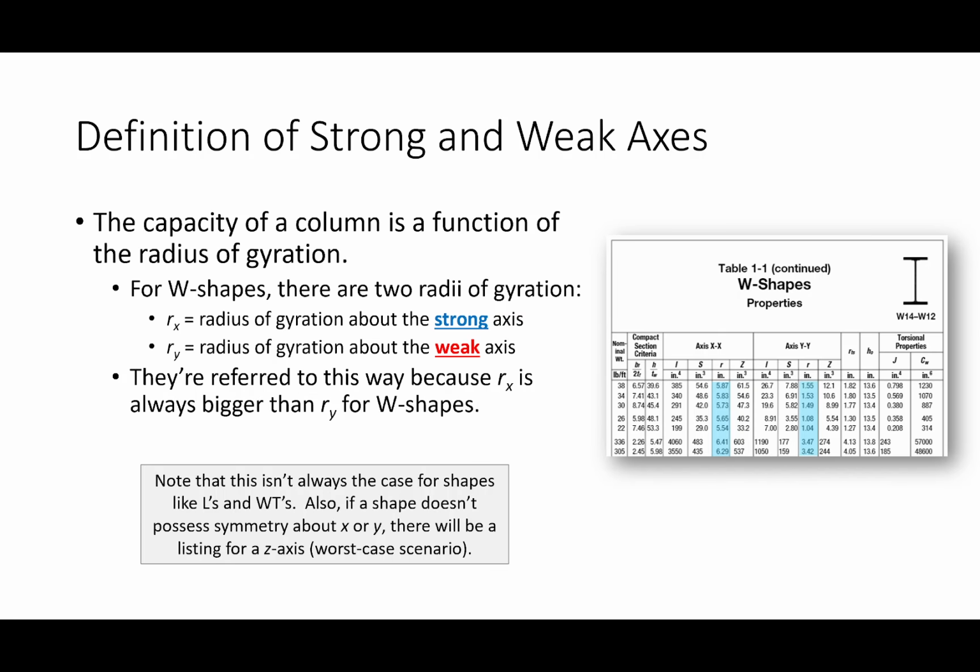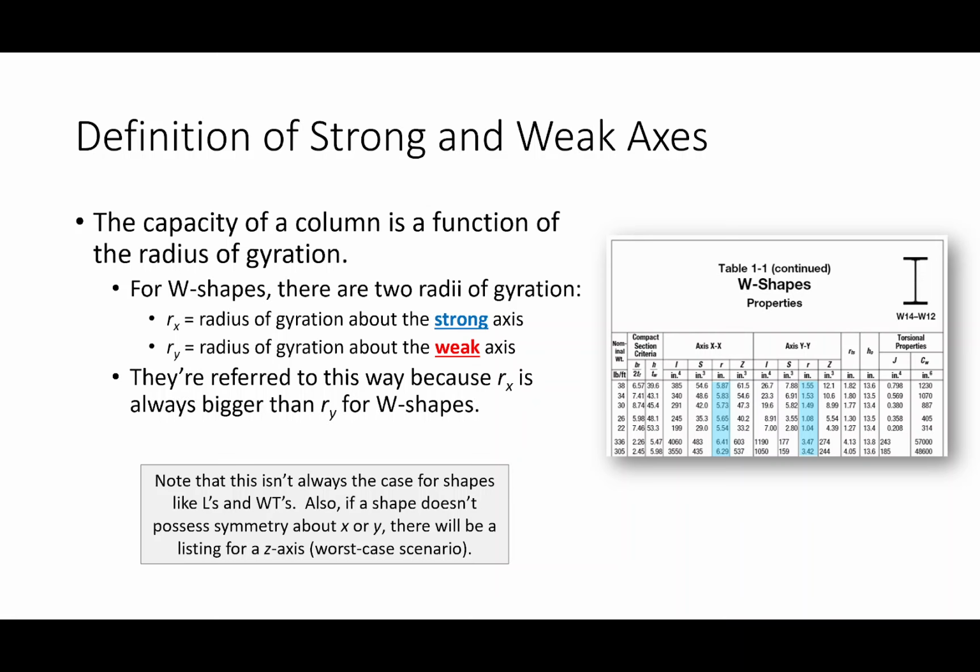Let's talk about those definitions, okay? Now I'm going to focus my discussion, and really our discussion for the rest of the semester, on W shapes. So all of our column and beam problems for pretty much the rest of the semester are going to be W sections, okay? Because columns and beams in buildings, they're the most common shapes that you would use, okay?